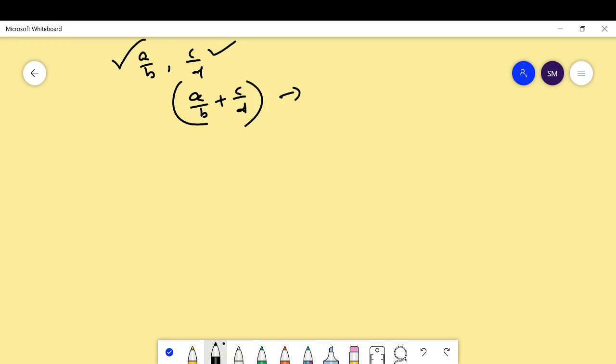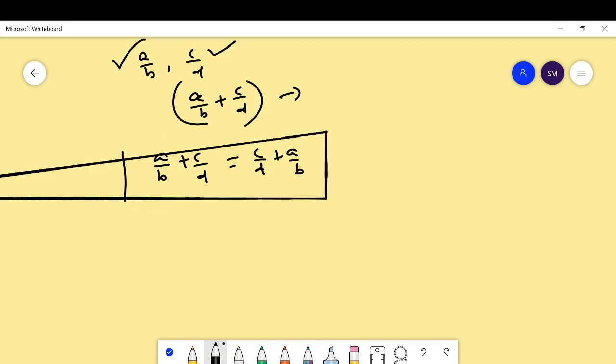Then the second property is the commutative property. Commutative property means a by b plus c by d is equal to c by d plus a by b. This means the addition satisfies the commutative property. For example, 1 by 2 plus 3 by 4 is equal to 3 by 4 plus 1 by 2. Here addition satisfies the closure property, and here addition satisfies the commutative property.